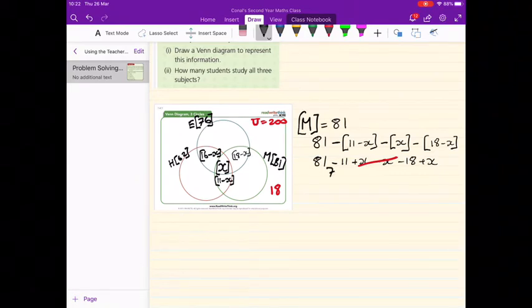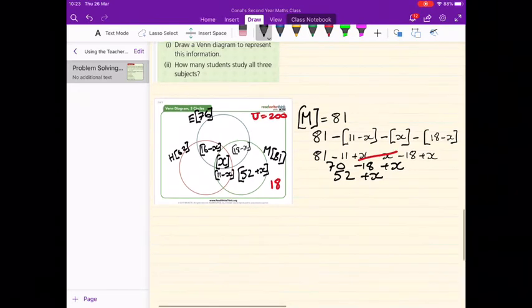So the plus X and the minus X there will cancel each other out. Then we have 81 minus 11, which will give us 70. So then we have 70 minus 18 plus X. So 70 minus 18 leaves us at 52 plus X. So we have 52 students plus X that study maths only.